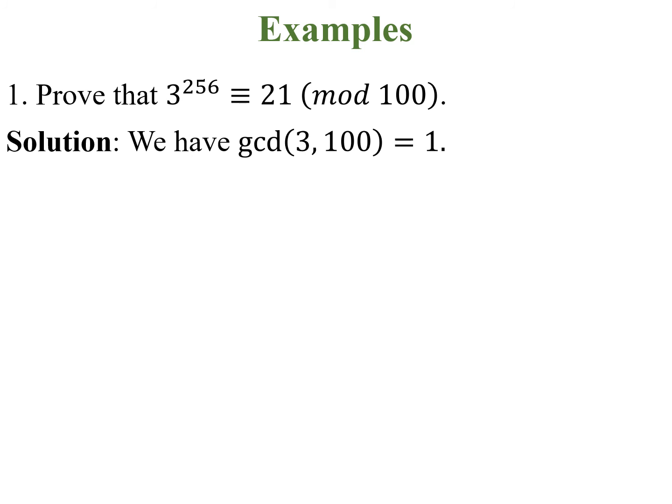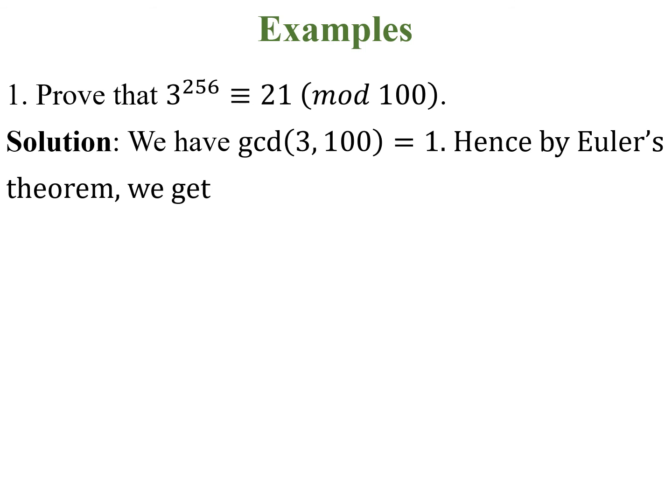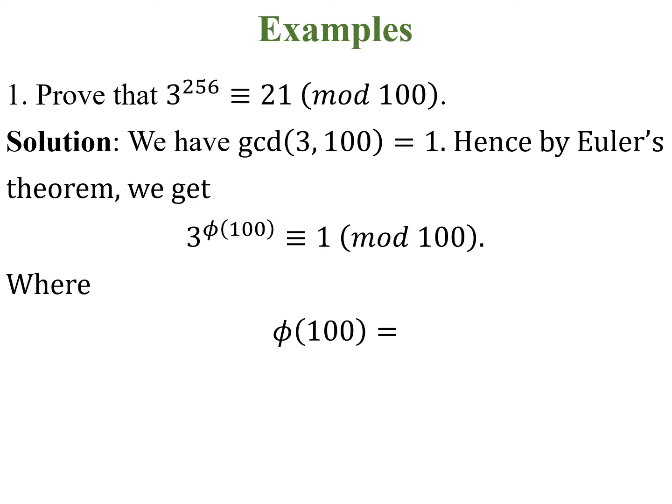Solution. We have GCD of 3 and 100 is 1. So by Euler's theorem we get 3 raised to phi of 100 is congruent to 1 modulo 100. Now our target is to find phi of 100. To find it, you first have to write 100 in canonical form, meaning a product of powers of distinct primes. 100 is 25 into 4. 25 can be written as 5 square, 4 can be written as 2 square. So phi of 100 is phi of 2 square into 5 square, where 2 and 5 both are prime.